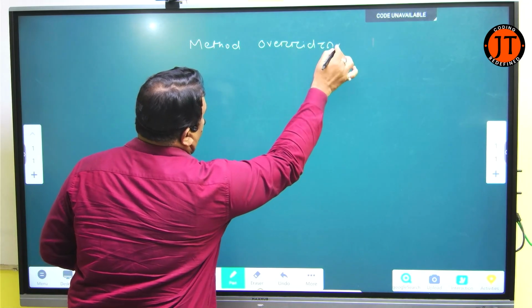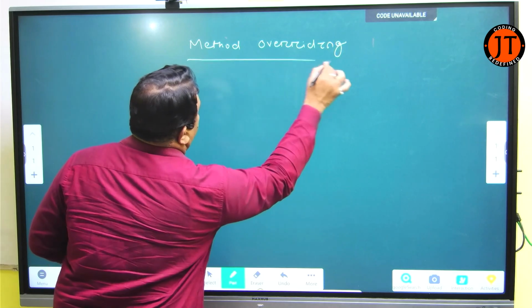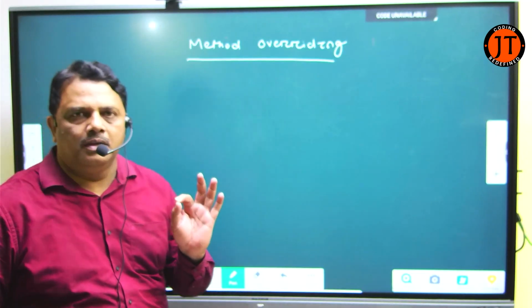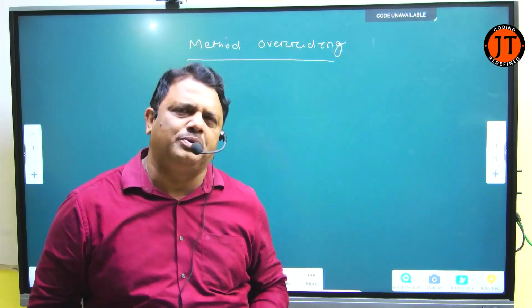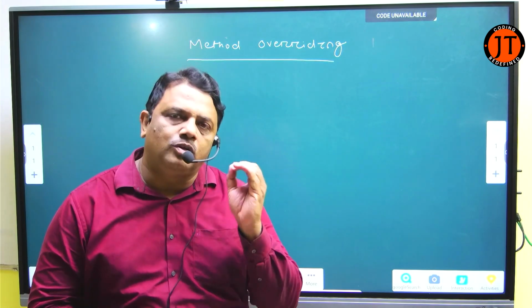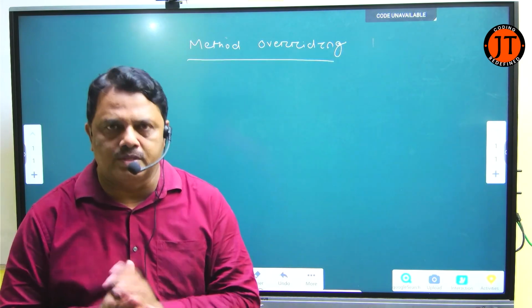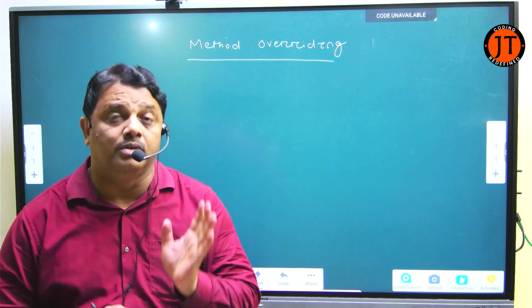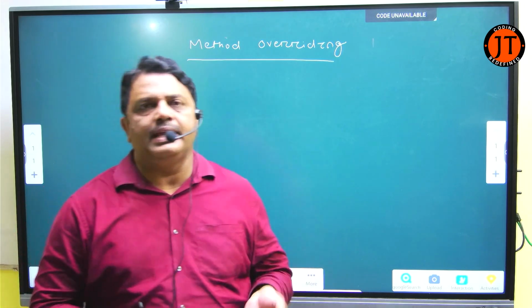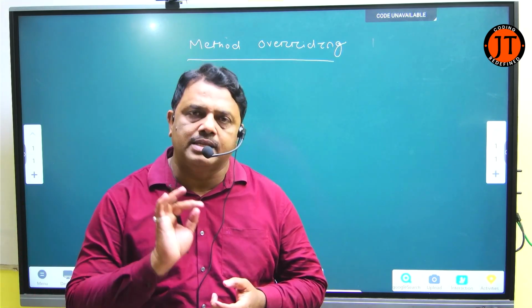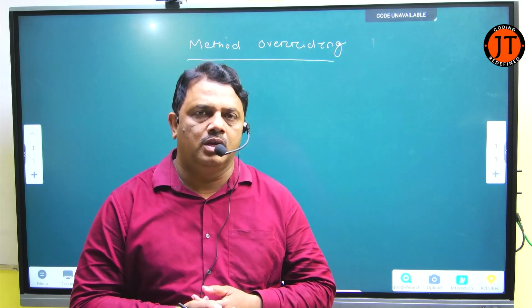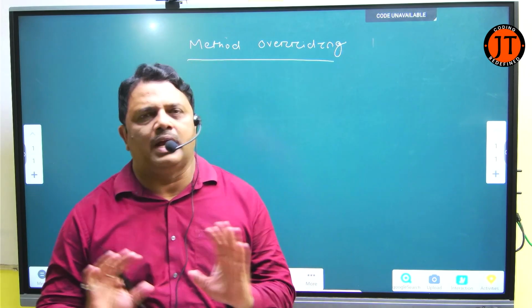In Java or any object-oriented language, method overriding is one of the powerful concepts. But remember, method overriding is only possible in case of inheritance. Without inheritance, method overriding is never possible.